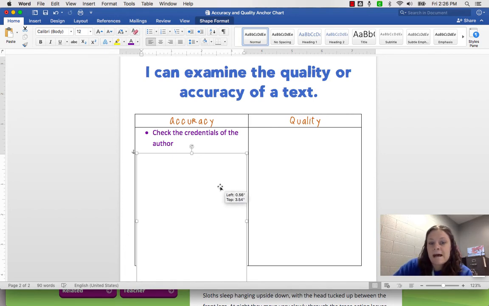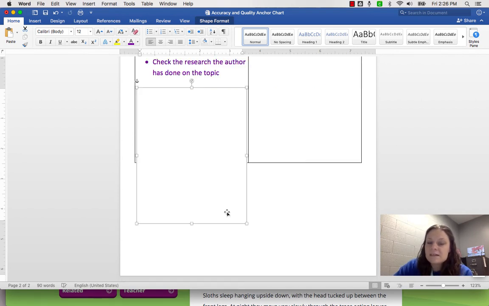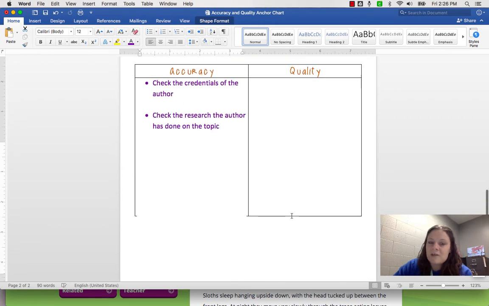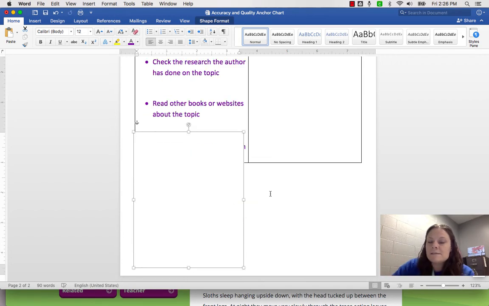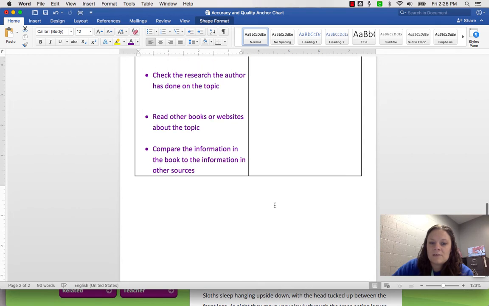And maybe they have a lot of information that they've learned and they are qualified. You can check the research the author has done on the topic. A lot of times the author will cite their own sources, and you can check that to see what research has been done and if it's accurate and trustworthy. You can read other books or websites about the topic like we did here. You could check a book too. That's another way. Compare the information in the book to information in other sources.